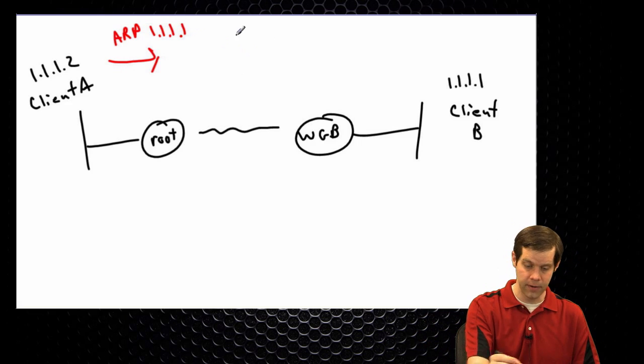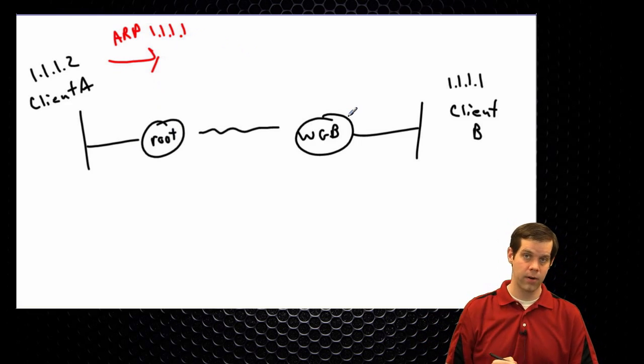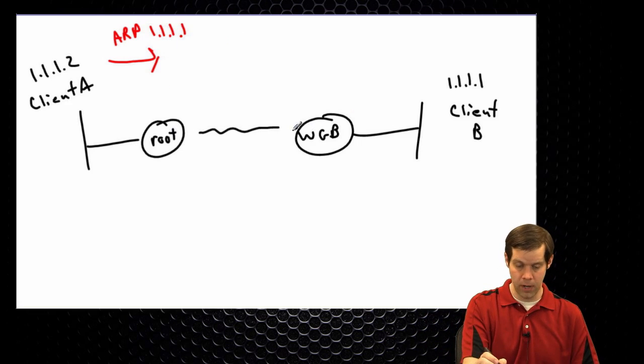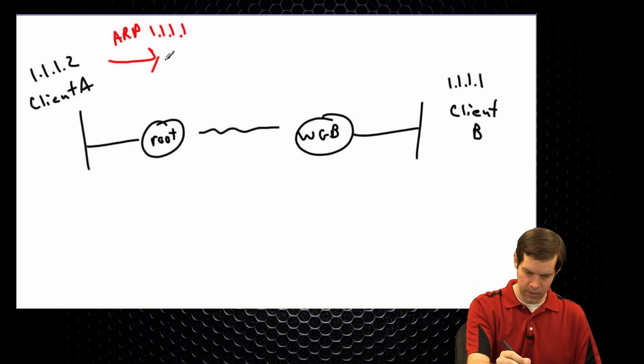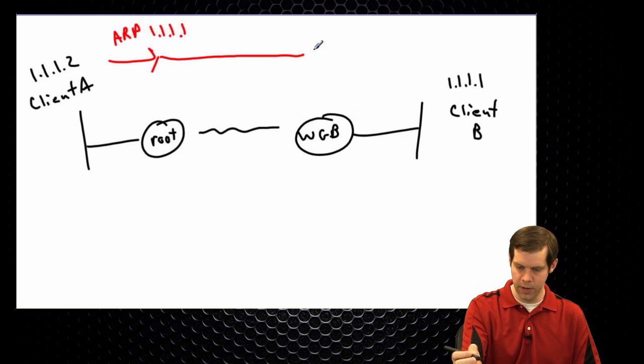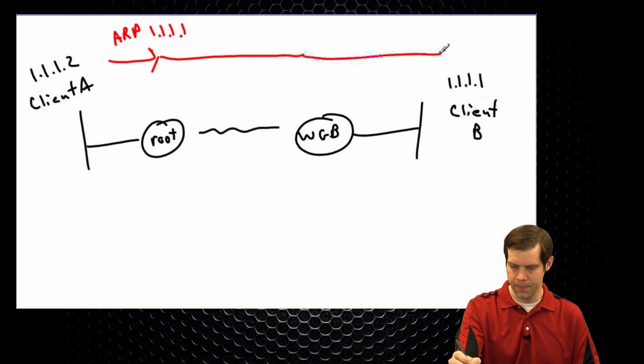ARPs are broadcast traffic. Makes its way to the root AP. Now, ARPs are one thing that will be forwarded across this wireless network by default. So the root AP sees, okay, this is an ARP packet. I'll go ahead and forward it on. Makes its way to the workgroup bridge. Workgroup bridge forwards it on to the client behind it.